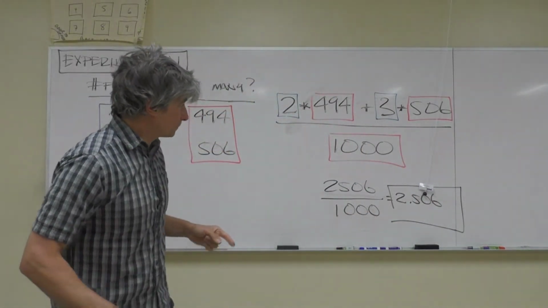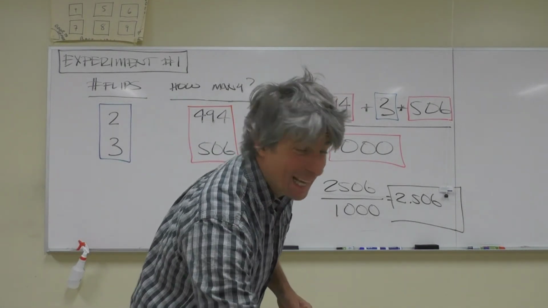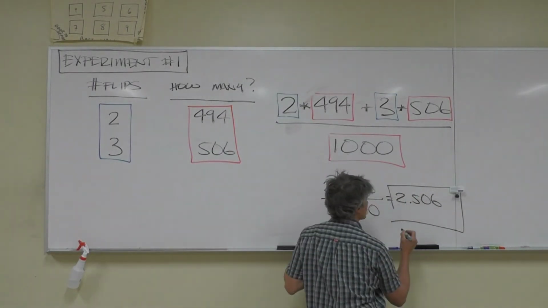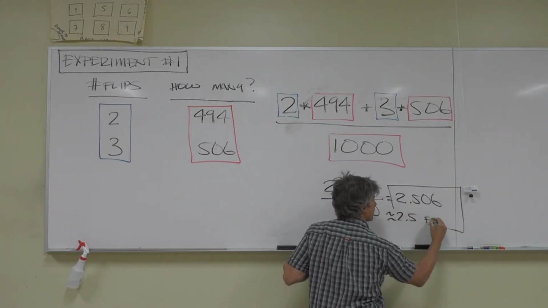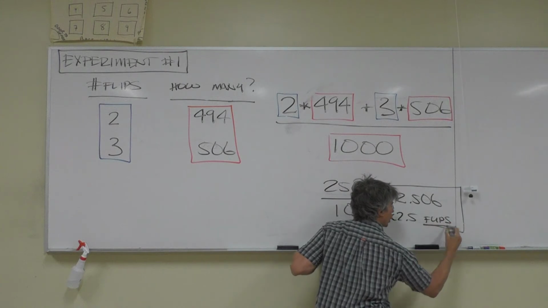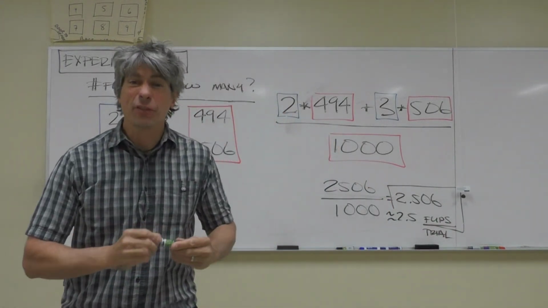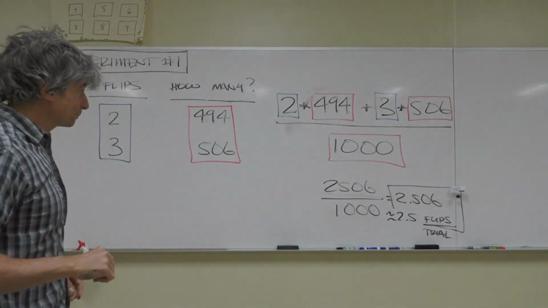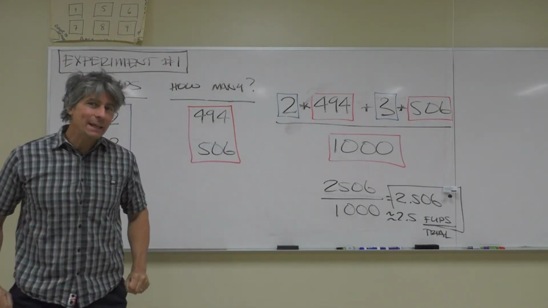So now that you've got it, we now know that on average, it took us 2.506, or just about 2.5 flips per trial. What you just did was a weighted average.